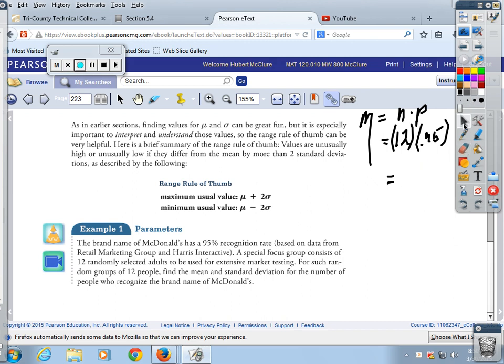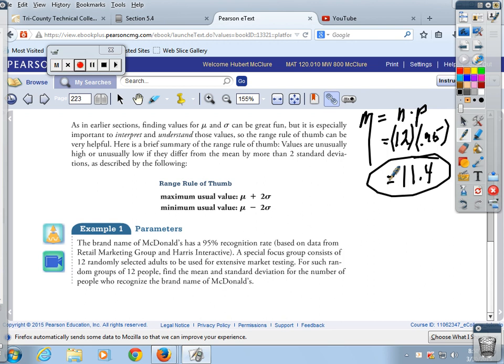Somebody multiply 0.95 times 12. Yeah, I was fixing to say, okay, I'm sorry, 11.4. I wasn't taking it away from 12, I was taking it away from 1. All right, 11.4. So 11.4 people, that's the mean.